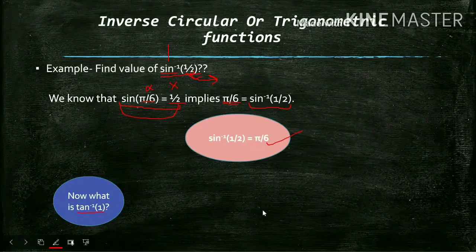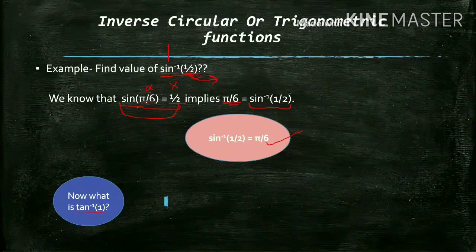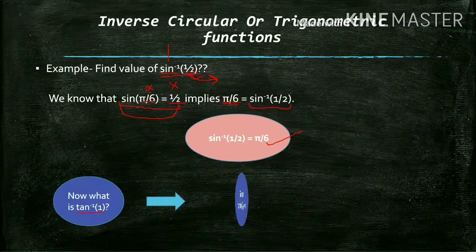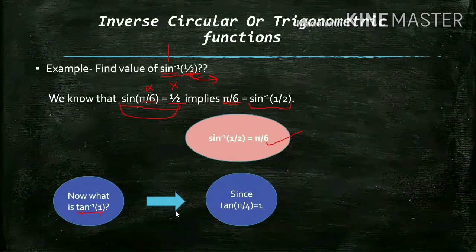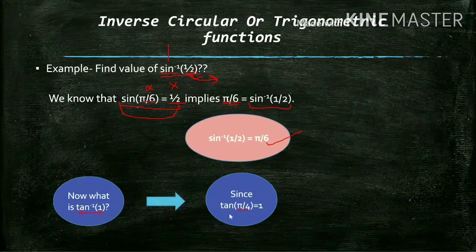So I hope you are clear with this question. Let me tell you how to do it. In case you don't know how to do this, first, tan has the value 1 at which angle? At pi by 4. Pi by 4 means 45 degrees. So tan at 45 degrees is 1. That is, tan at pi by 4 is 1. You know this? Now you are done. So pi by 4 can be written as tan inverse 1, which you have to find.